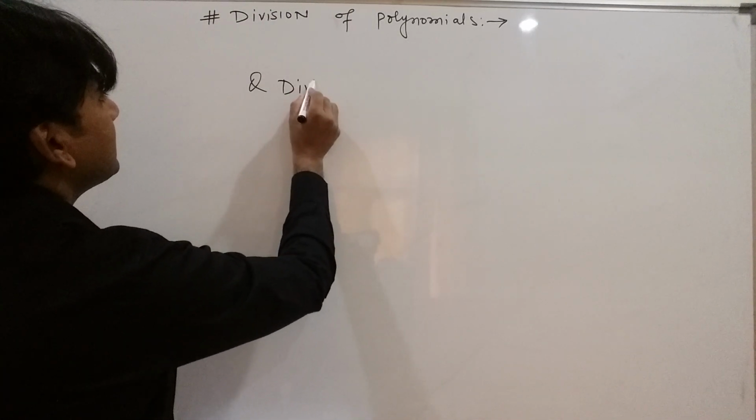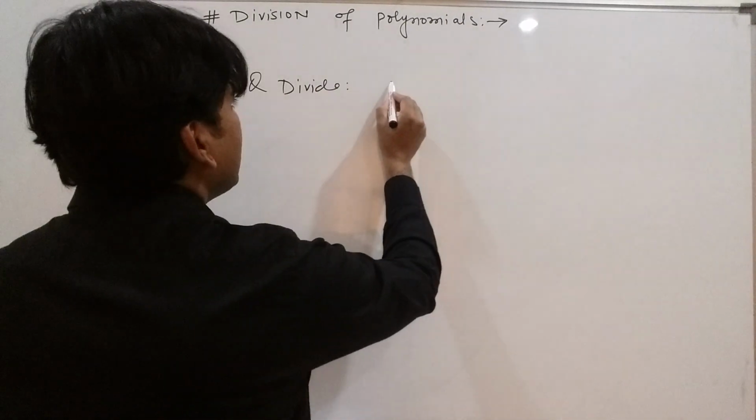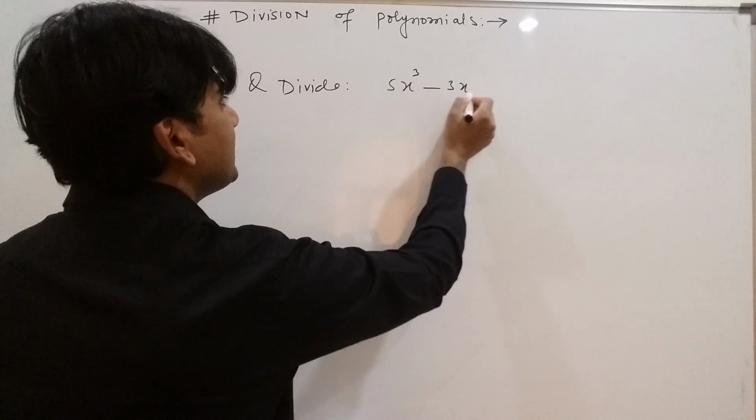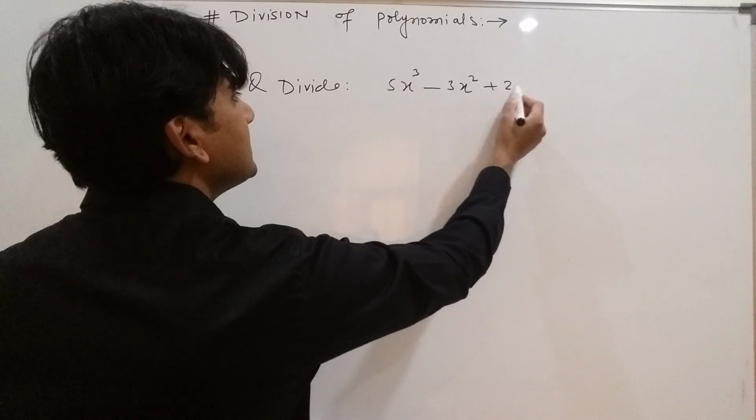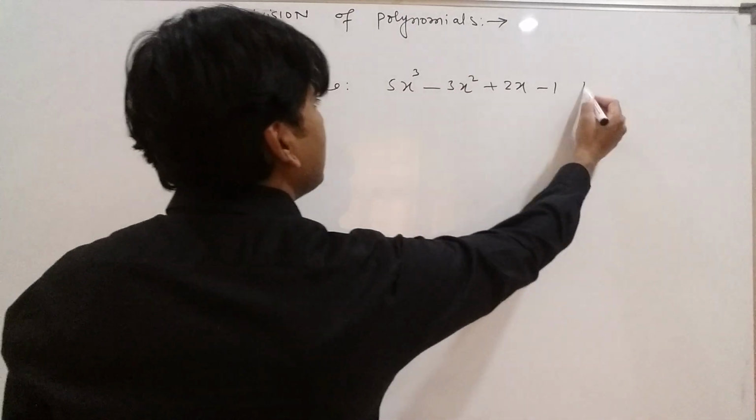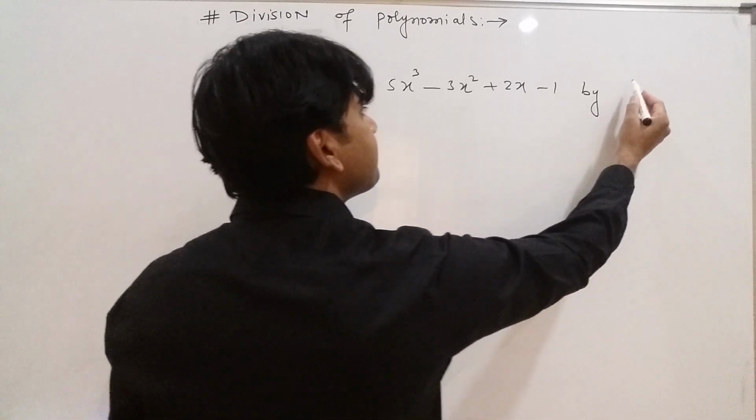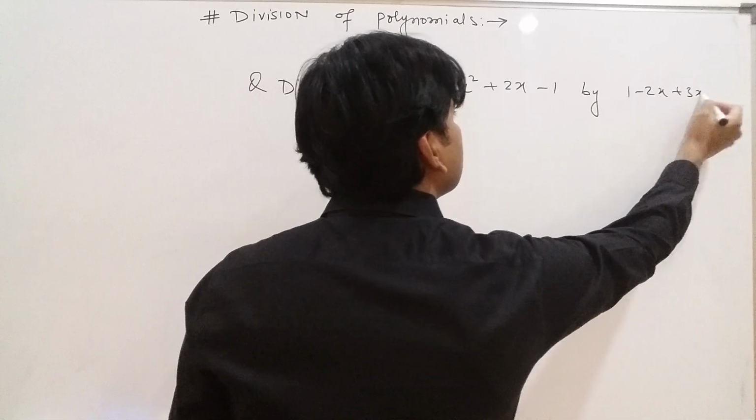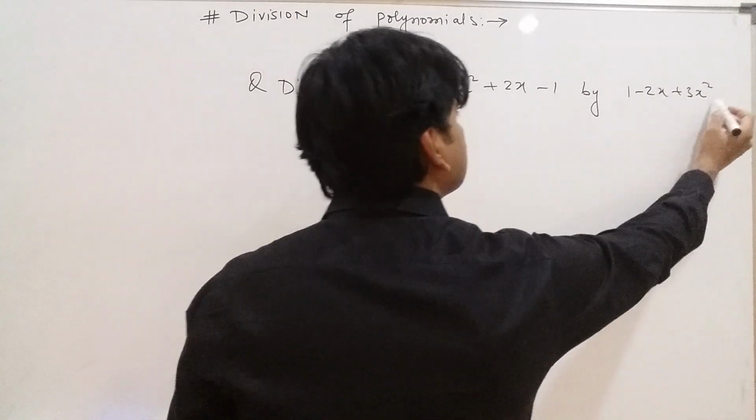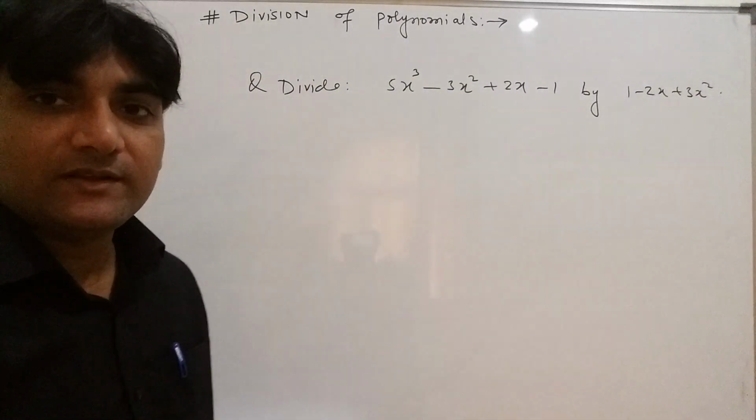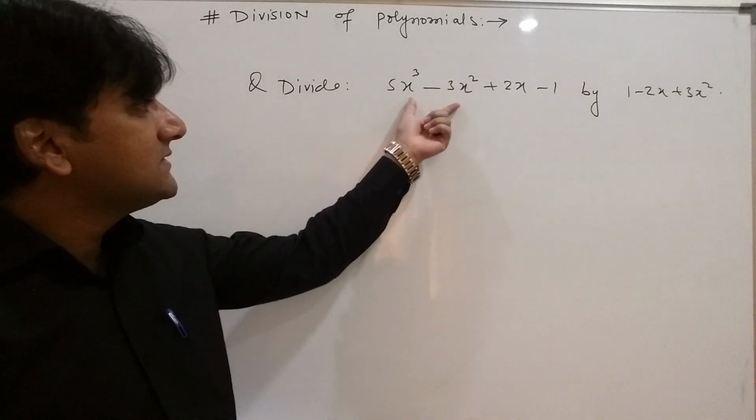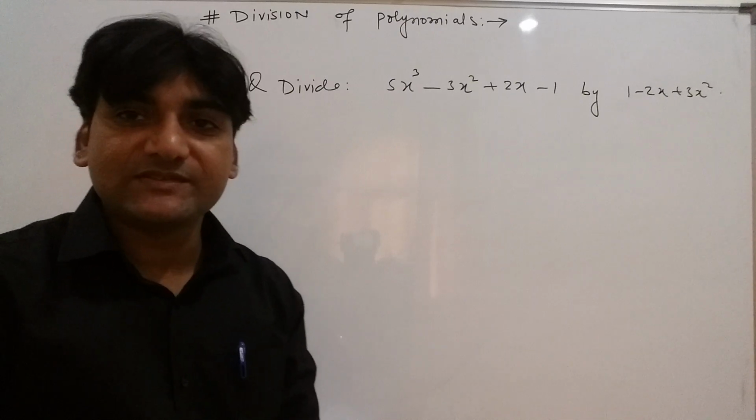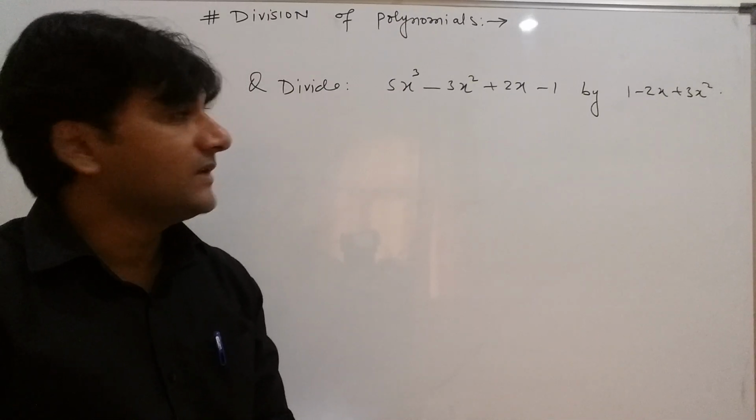Divide 5x cubed minus 3x squared plus 2x minus 1 by 1 minus 2x plus 3x squared. Okay, this is the question. Divide this by 1 minus 2x plus 3x squared. Then how can we divide?